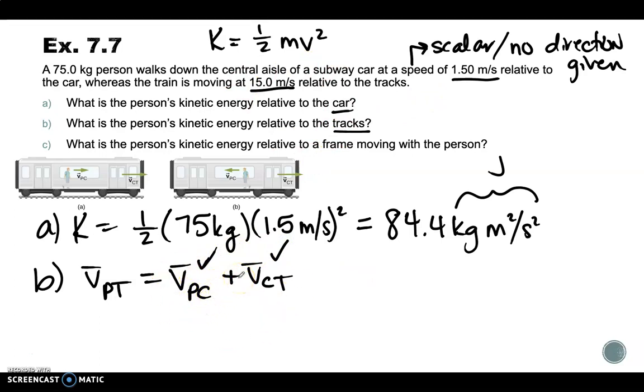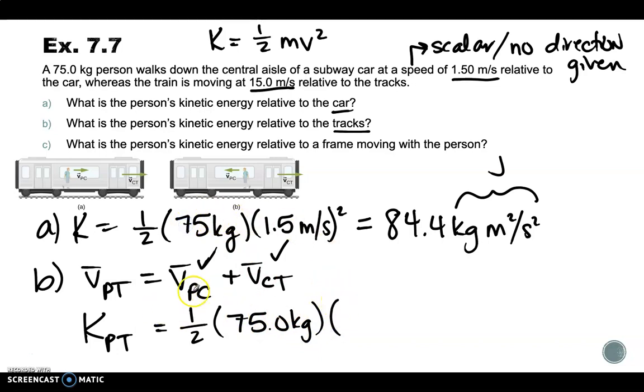So, one thing to note is that we don't know the direction of these velocities. So our velocity here may be different. So we just have to kind of keep that in mind. So our kinetic energy then of the person relative to the tracks will be 1/2 times our mass, which is going to be the person's mass still, 75 kilograms, times our total velocity, which would be this here.